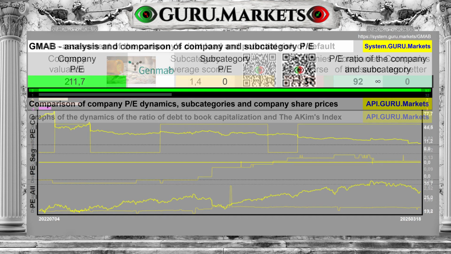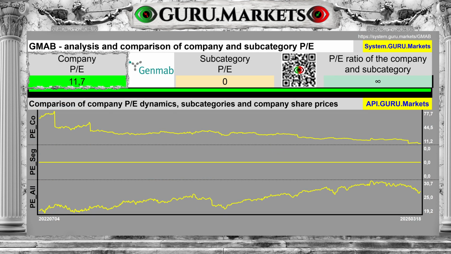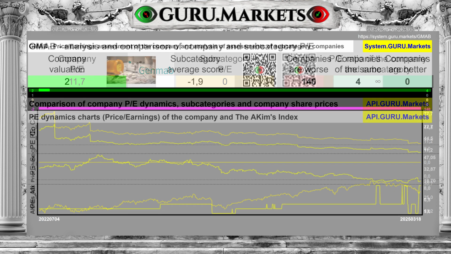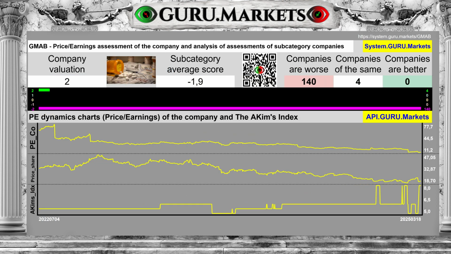The company's market price to earnings ratio is 11.7. The average in the subcategory is 0, which is significantly better than in the subcategory. Assessment of the company's market value to profit indicator in comparison with companies in the subcategory, very good, 2 points.